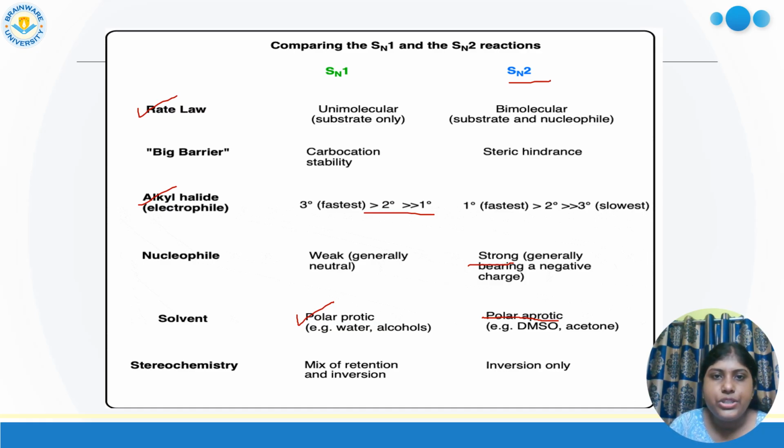And stereochemistry: in case of SN1 reaction, the first step is formation of carbocation. So the nucleophile can attack from both sides, so racemization occurs. But in case of SN2 reaction, the nucleophile only attacks the opposite side of the leaving group, so only inversion can occur.